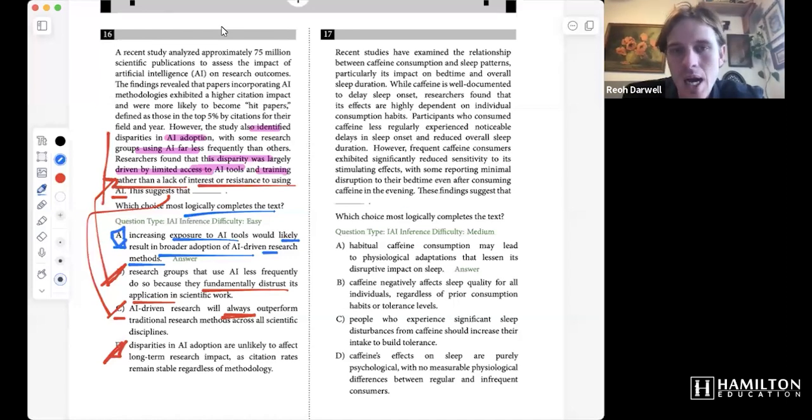All right, so 17, we see an inference question. Basically, what we're seeing here is that caffeine can cause delays in sleep and reduce sleep duration. However, people who consume caffeine all the time have a reduced sensitivity to its stimulating effects, and some report minimal disruption to their bedtime even after consuming caffeine in the evening.